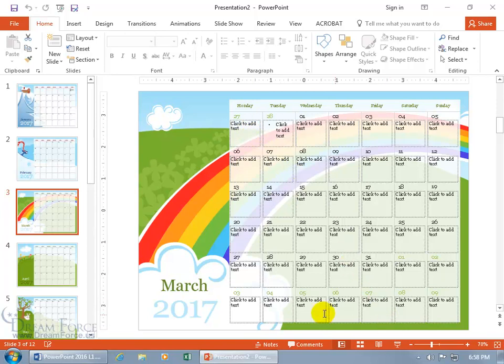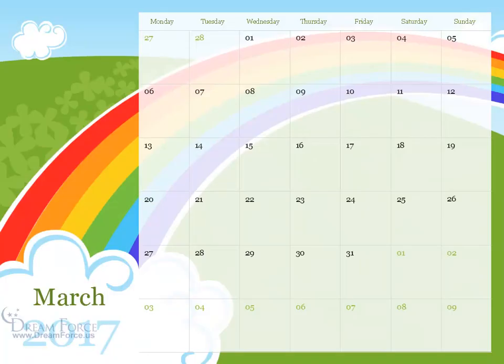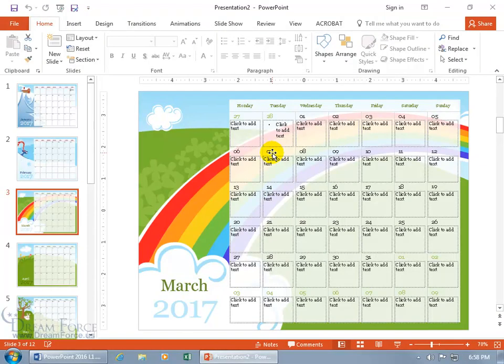When you begin your presentation for March and you click on Slideshow, this is what the audience is going to see. It's not going to say click to add text. That's for you in the design view. So let me go ahead and hit the escape key to get out of the presentation view.